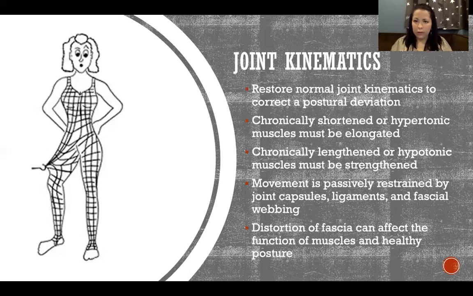Distortion of fascia, again, that's connective tissue, can affect the function of muscles and healthy posture. So when that fascia becomes distorted, like it becomes stiffer or less movable in certain areas of the body, it can sort of pull on the fascial webbing of the body, which is kind of what I'm showing here in this picture. You know, we have this fascial web covering the entire body, and when it starts to get pulled in one little area, it will distort the whole web. And so that will distort posture and it'll distort movement patterns, and it can cause pain and blood flow restriction in different parts of the body. And so that is important that we correct that.